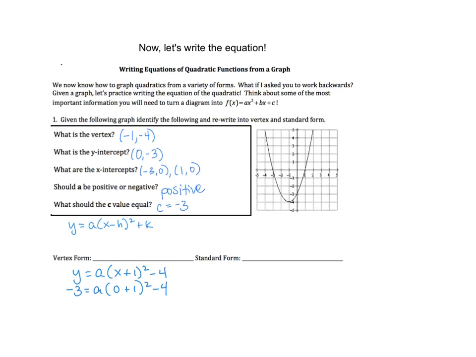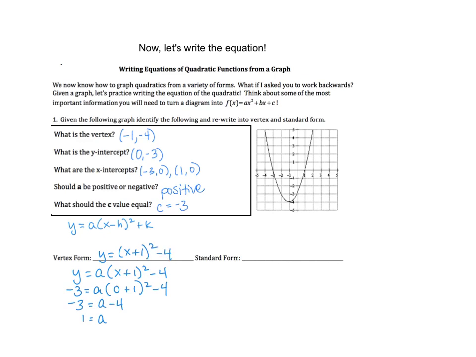And now I can solve for a. That's -3 equals 1 times a, or just a, minus 4. If I add 4 to both sides, I now know that a must be 1. So now I'm able to write the equation of my quadratic in vertex form. a is 1, so y is equal to (x plus 1) squared minus 4.